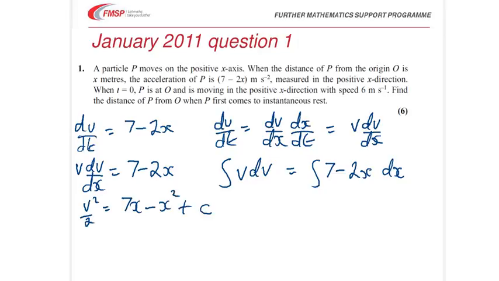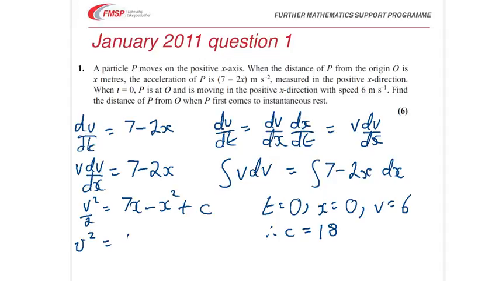Now we look back in the question and look for the initial conditions. When t is 0, x is 0, and v is 6. That's the important bit. x is 0 and v is 6. Therefore, putting that in, we'll get that c is 18. So v squared, doubling everything, is 14x minus 2x squared plus 36.